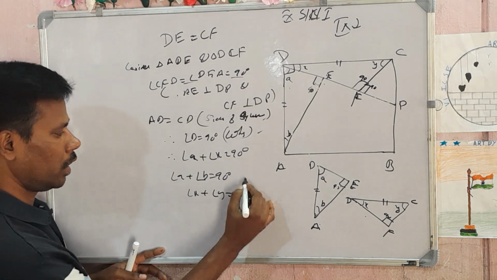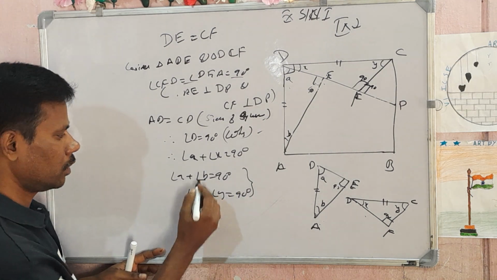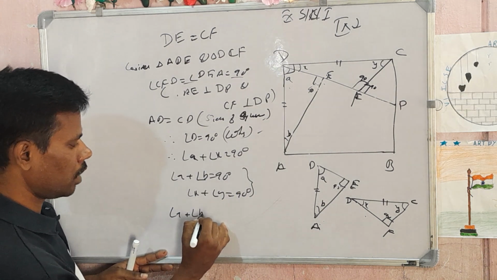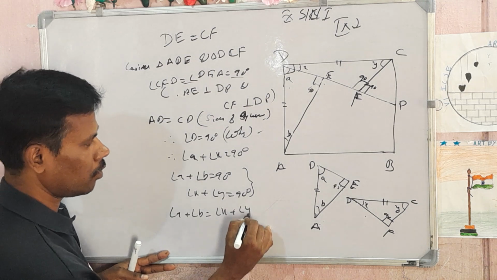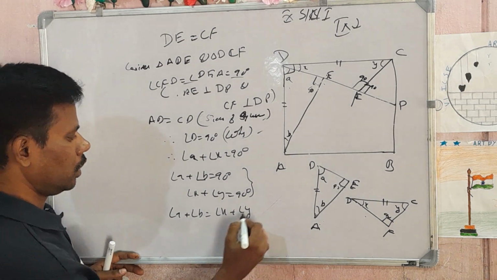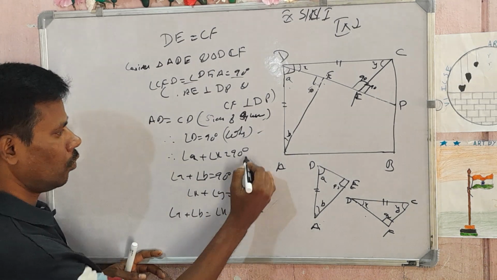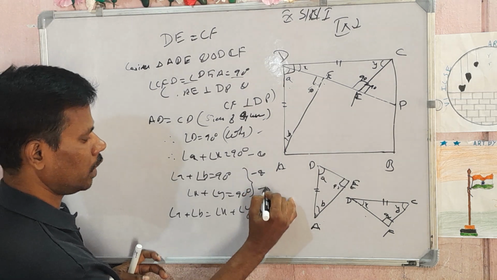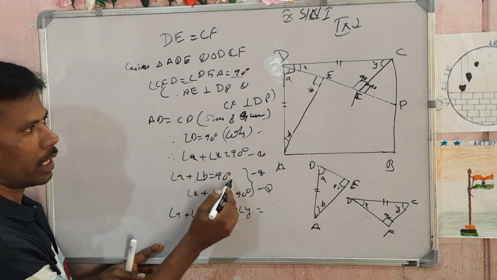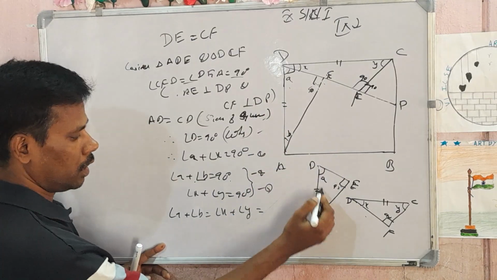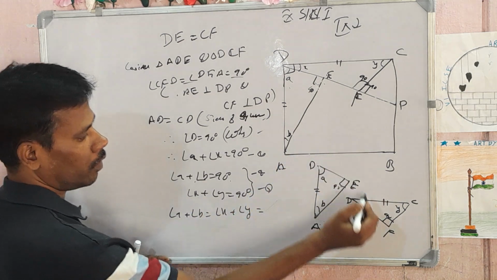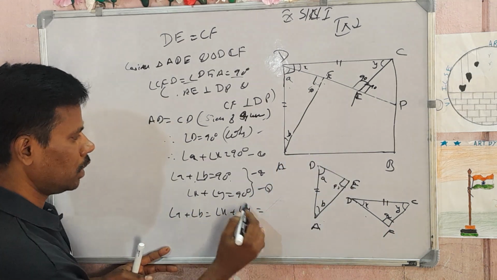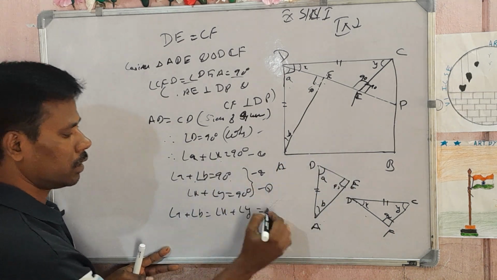So therefore you can equate these two, right? Angle A plus angle B is equal to angle X plus angle Y. That is equal to 1, 2, 3. Angle A plus angle B is 90. Why? Because one angle is 90, the other two. Angle X plus angle Y is 90, because one angle is 90. And therefore angle A plus angle X is 90.